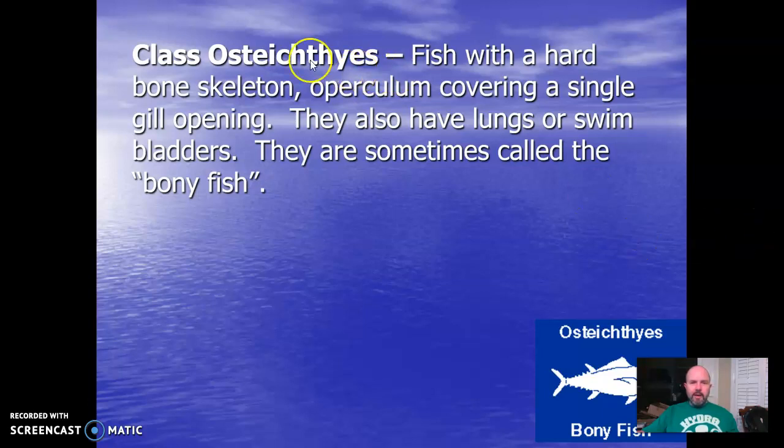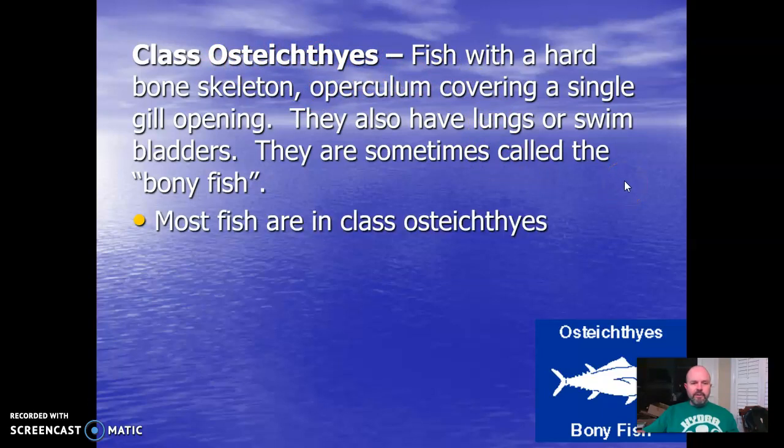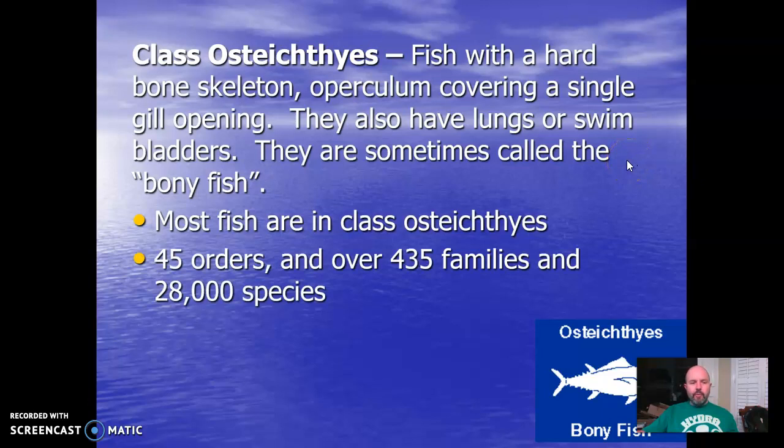This group, Osteichthyes, Oste, just like we talked about ossicles and echinoderms, means bony. Oste, bone. Ichthyes, fish, so the bony fish. Most fish are classified as Osteichthyes. So if you've come across a fish in your world, you've had fish for dinner, it's probably from class Osteichthyes. There are 45 different orders of Osteichthyans, over 435 families, 28,000 species of Osteichthyes.